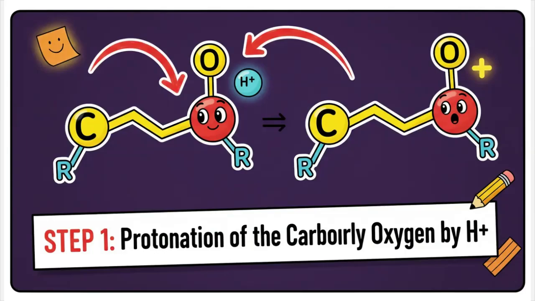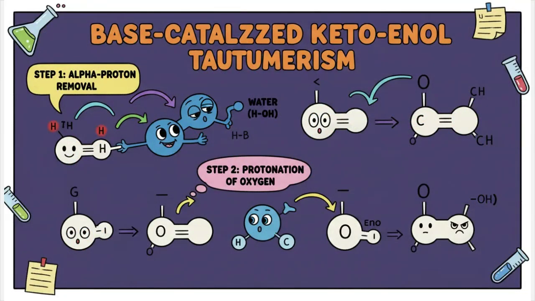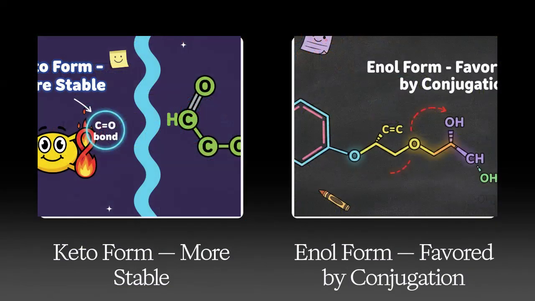the enol. Now let's look at the base-catalyzed mechanism. Here, a base directly removes a proton from the alpha carbon. The electrons from that CH bond form a new C=C double bond, and the pi electrons of the C=O bond move on to the oxygen, creating an enolate ion. Then the negatively charged oxygen picks up a proton from water or another proton source, giving us the enol and regenerating the base. Several factors influence the position of the keto-enol equilibrium.